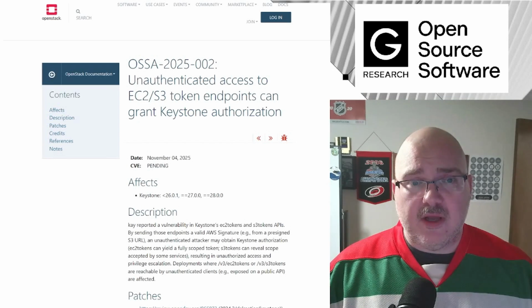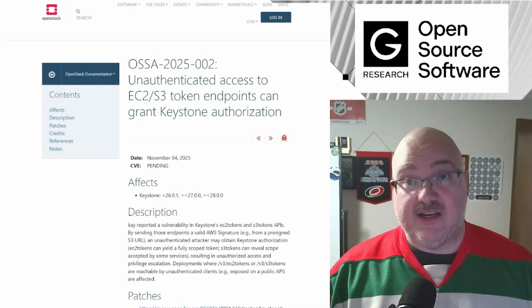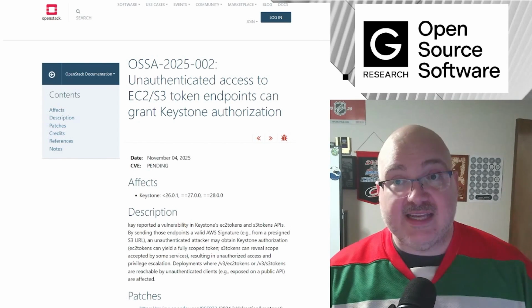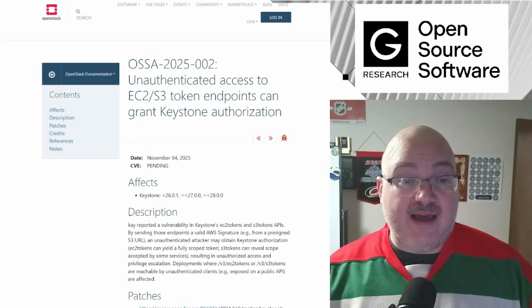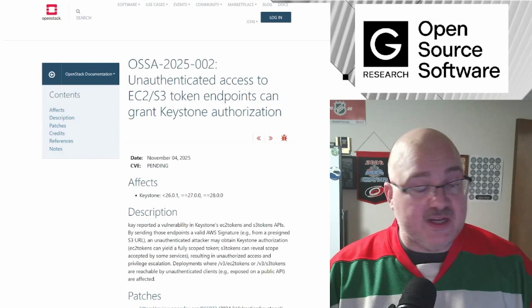I will note that all of the details here are published in our security advisory, which can be read at security.openstack.org/OSSA. Or we're also going to have that linked for you in the description down below. But let's go through and get a quick summary of what's happening.